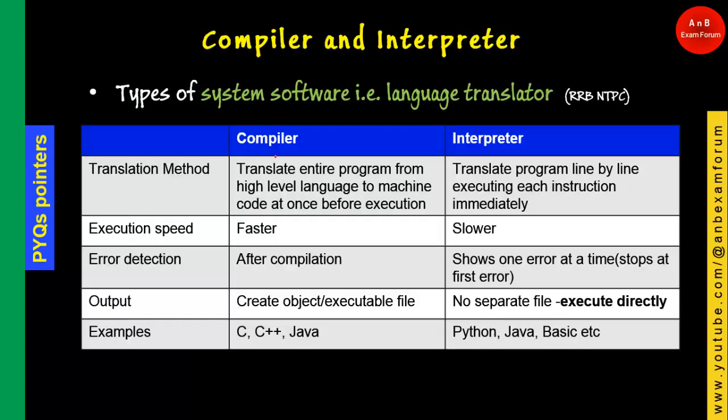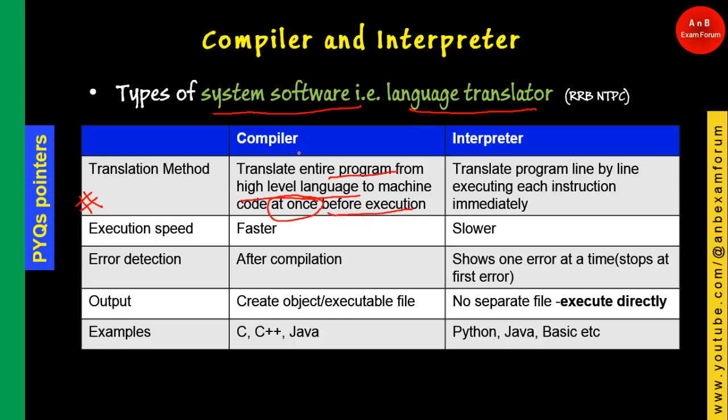The next one is the compiler and interpreter. Again, these are types of system software, that is language translators, and the basic difference between the compiler and interpreter is based on the translation method. So a compiler is going to translate the entire program which is written in a high level language to machine level language at once, before execution. This is very important.